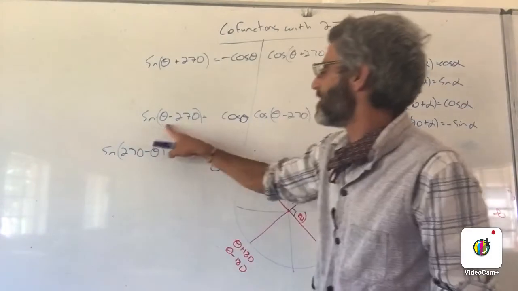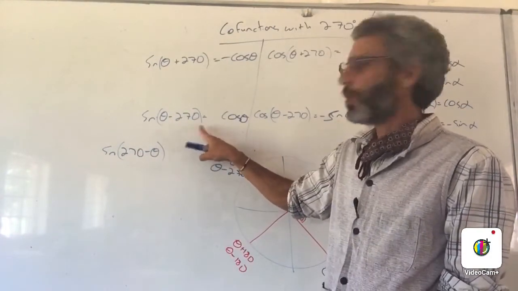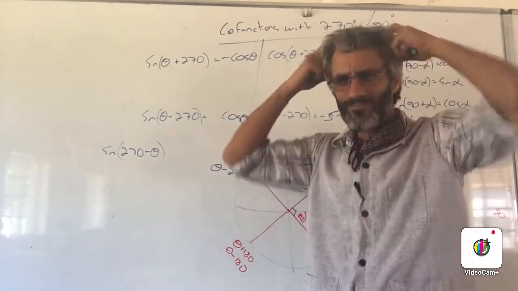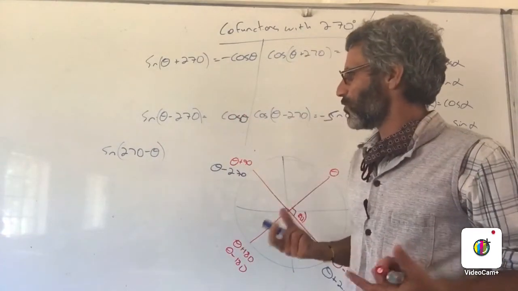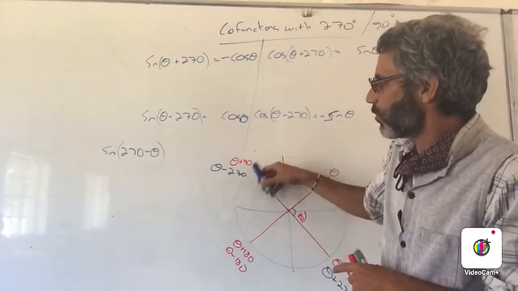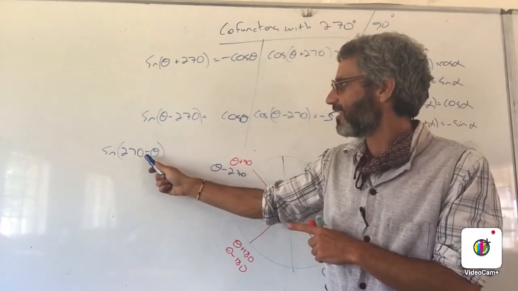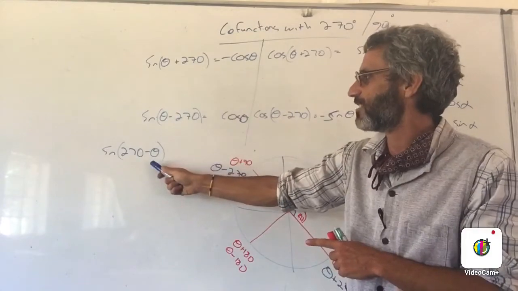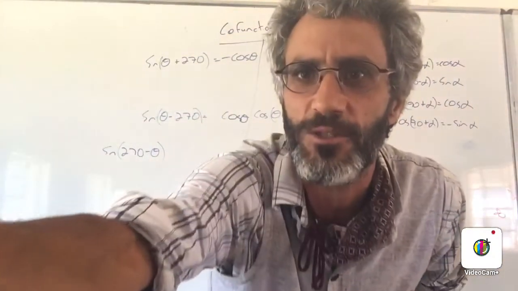Sometimes, instead of theta minus 270, we're going to get sine of 270 minus theta. Now, what do we do? I'm not adding, well, I am adding 270, but it's not 270 plus theta, it's 270 minus theta. I'm going to hear what you guys have to think.